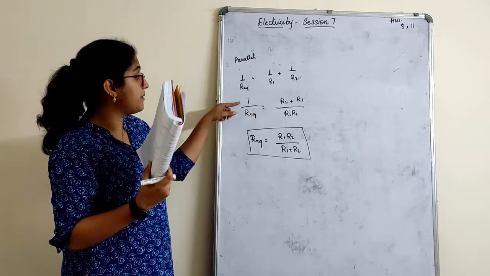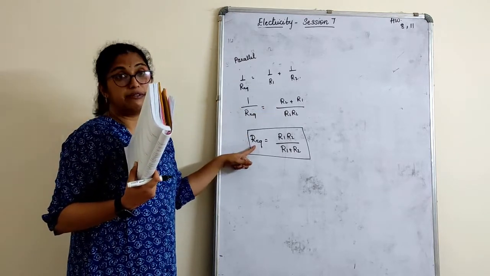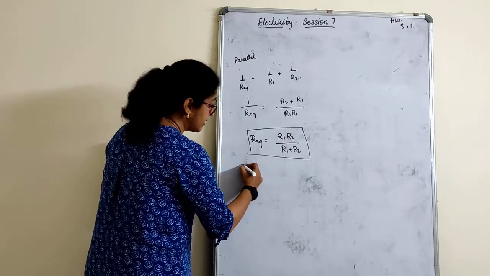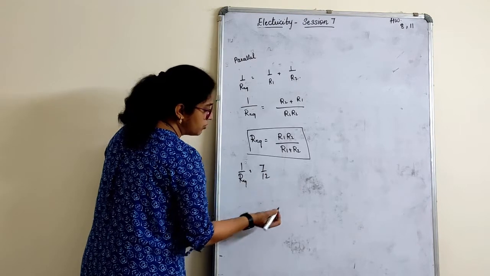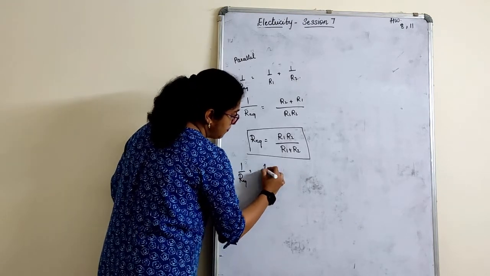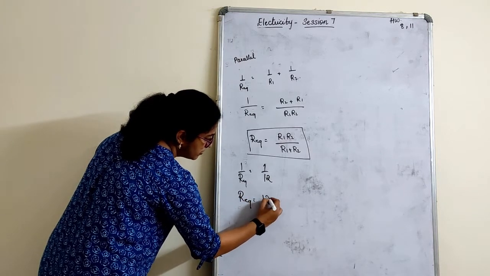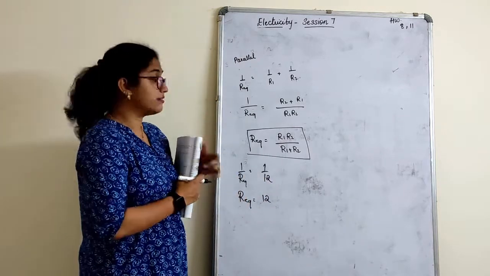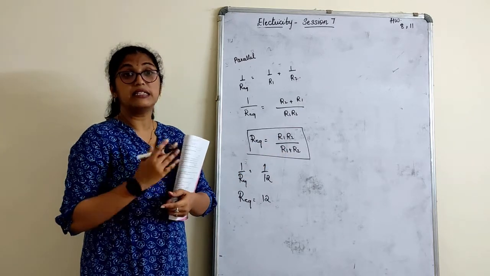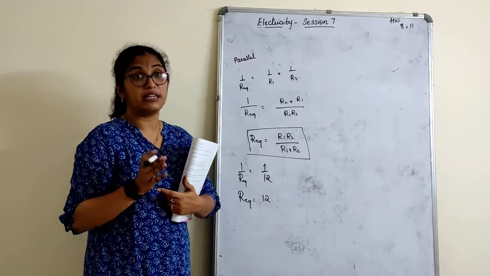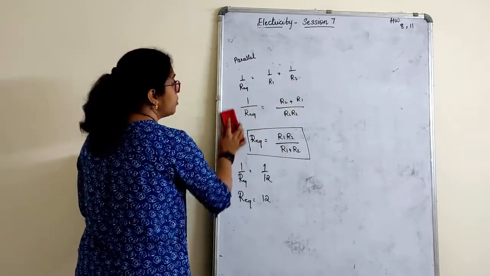I went wrong in the previous one. I gave you 1 by R equivalent. This 1 by R equivalent, we always take the reciprocal. So whatever answer we get, for example, if we got 1 by 12, what is R equivalent? It is 12. Reciprocal we take, right? That is what it is. Product of the resistances divided by sum of the resistances. Directly you can apply this if you want. Otherwise, you know how to do it. Go ahead with the same.